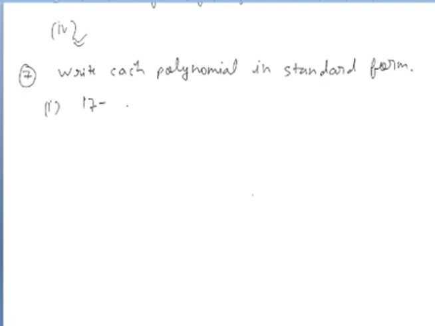17 minus 3x square plus x to the power 5 plus 8x cube. So the standard form is to arrange the terms from highest to lowest power. The highest power is here. So x to the power 5 plus 8x cube minus 3x square plus 17. So this is the standard form because the power of x is decreasing, 5, 3, 2 and here 0. So in this way the second question will also be done. Try it. I am going to question number 8.